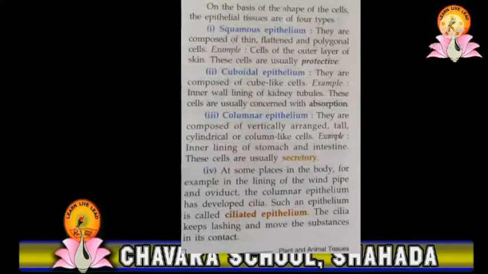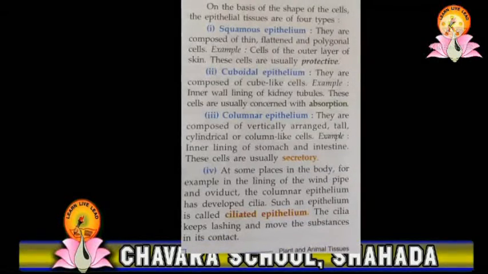On the basis of shape of the cells, the epithelium tissues are mainly of four types. First one is the squamous epithelium. They are composed of thin, flattened and polygonal cells. For example, the cells of the outer layer of skin, and they are usually protective. Second type of epithelium is cuboidal. They are composed of cube-like cells. For example, the inner wall lining of kidney tubules. These cells are usually concerned with absorption.